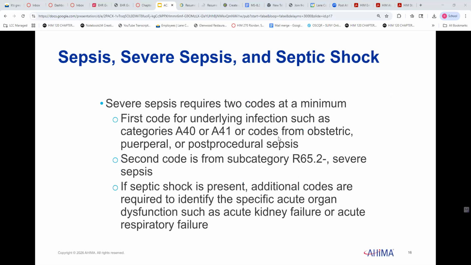Severe sepsis requires at least two codes at minimum. You need to have a code first for the underlying infection. This would be something from A40 or A41 or codes from the OB chapter, meaning puerperal or post-procedural sepsis. The second code would be from the subcategory R65.2, severe sepsis. And then if septic shock is present, additional codes are required to identify the acute organ dysfunction, such as kidney failure or respiratory failure.